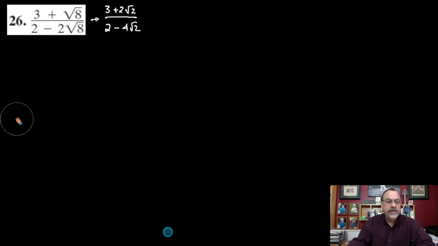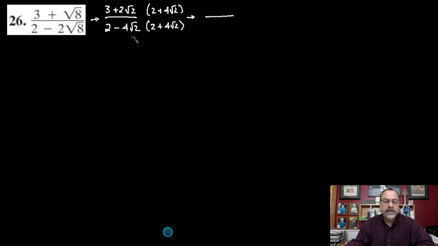Now, the simplification process here does not eliminate the need to rationalize, but it may help simplify some things that I might have to do at the end. So I'm going to multiply both my numerator and denominator by the conjugate. Remember that because I'm multiplying conjugates, I can do the shortcut in the denominator. So the 2 squared is 4. The 4 radical 2 squared is, I square the 4, and I square the radical 2. So that gives me 32, and I put a minus sign in between.